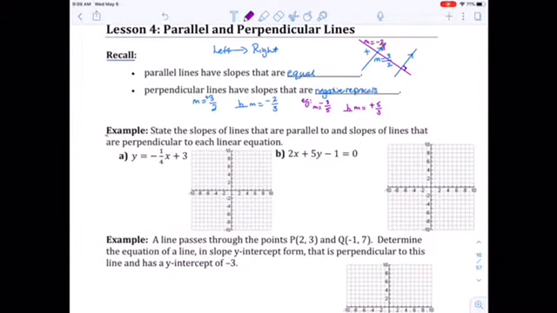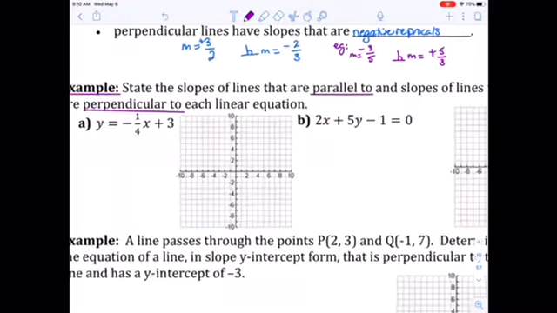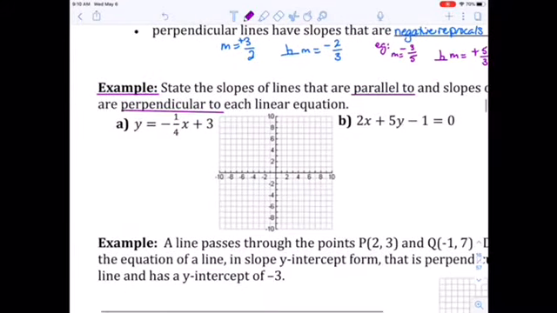It says, state the slopes of lines that are parallel to and the slopes of lines that are perpendicular to each linear equation. Mrs. Schwartz kind of cheated a little bit and added a couple of grids here, because we're going to look at the equations, but I'd also like you to be comfortable with graphing. You need to be able to draw a straight line in grade 10, and it's critical to go on to grade 11. So let's look at this first equation.